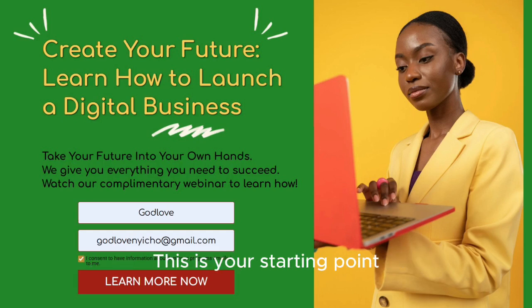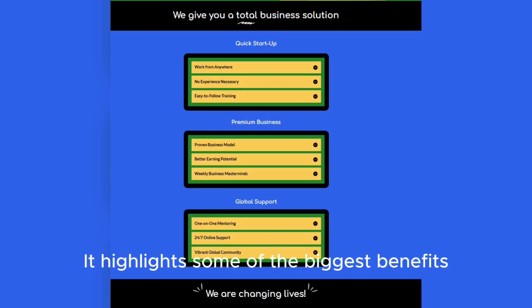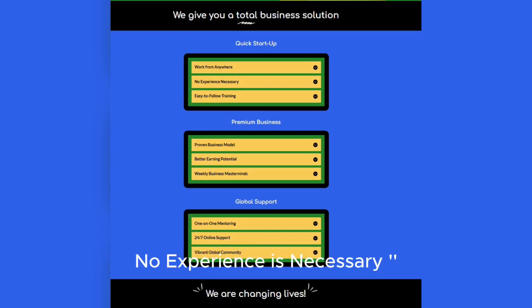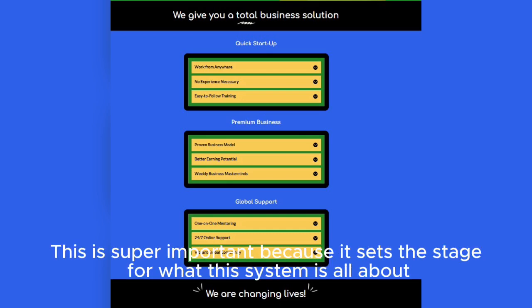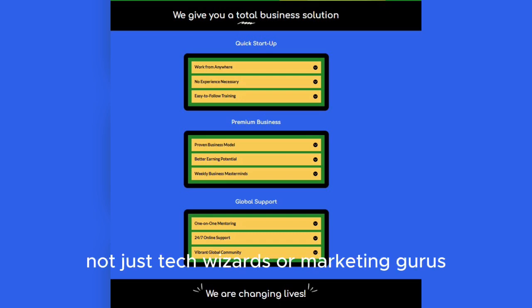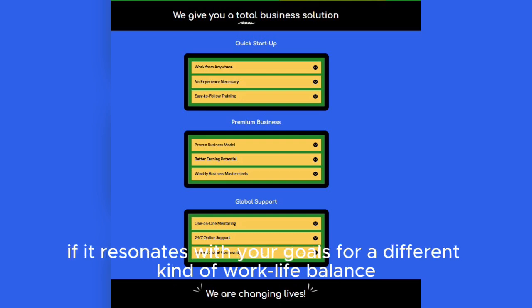This is your starting point. Take a moment to read the introductory text right below it. It highlights some of the biggest benefits, like being able to work from anywhere and the fact that no experience is necessary. This is super important because it sets the stage for what this system is all about: systemization and flexibility. It's designed for regular people, not just tech wizards or marketing gurus. So, the first action to take is just to absorb this initial information and see if it resonates with your goals for a different kind of work-life balance.